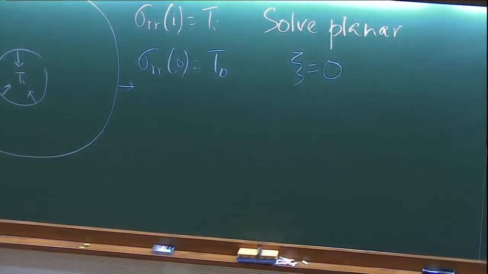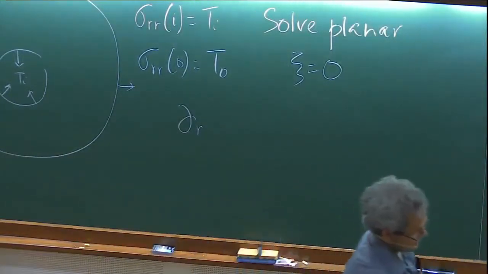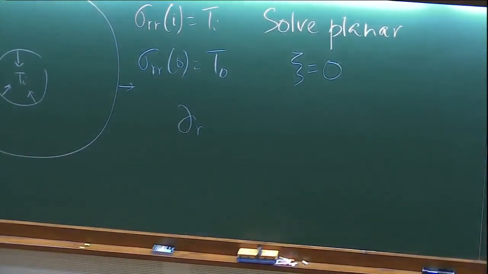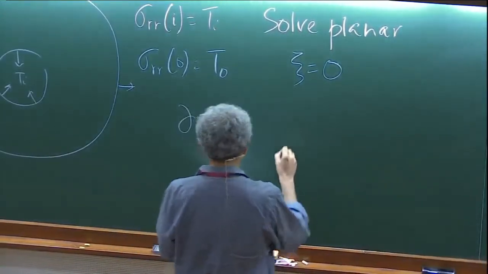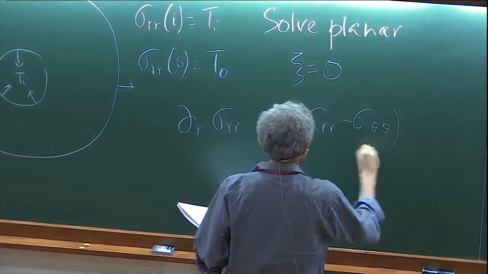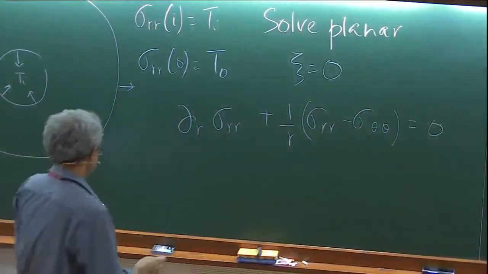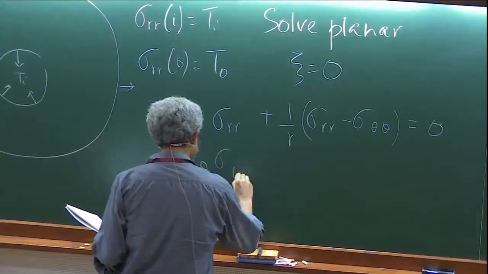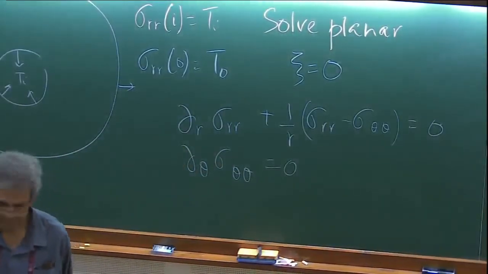So in Föppl–von Kármán, if there's nothing out of plane, life looks much easier, or at least it looks easier. So force balance just looks like this. That third equation doesn't exist because everything is flat. And the first equation is this guy plus 1 over r times (sigma r minus sigma theta) equals 0. This is force balance along the radius. And ∂_θ sigma theta equals 0. Okay, this is along the azimuthal direction.